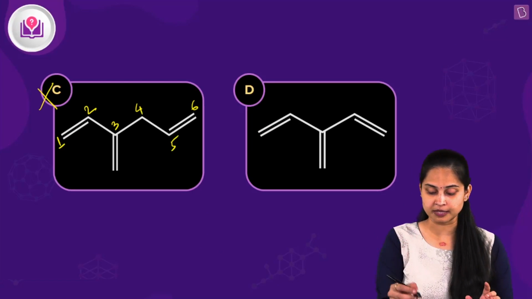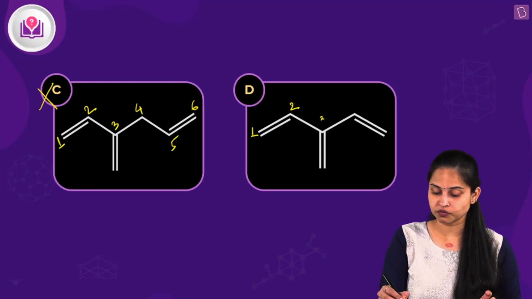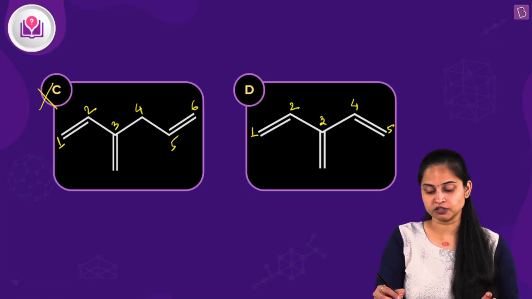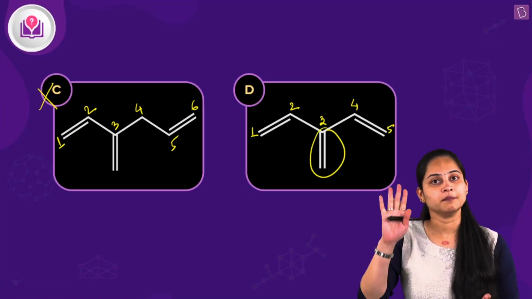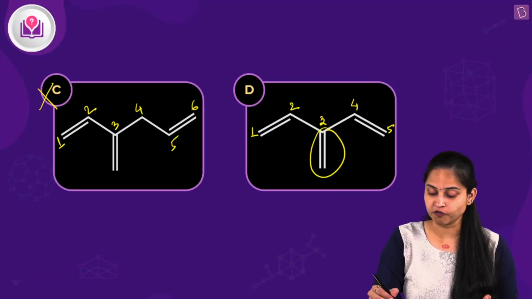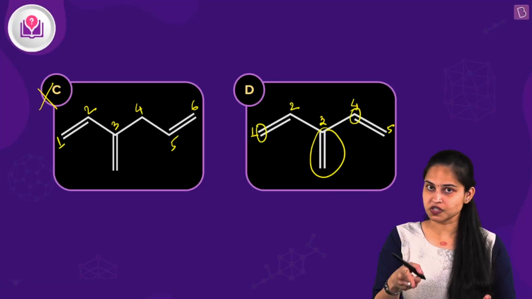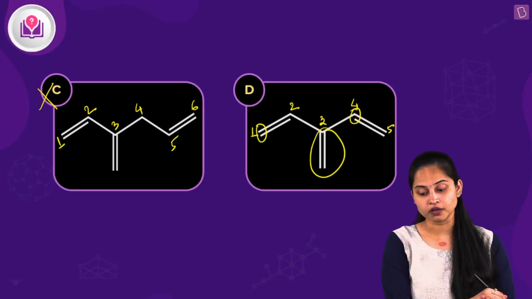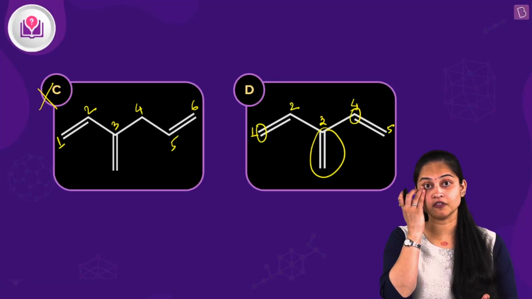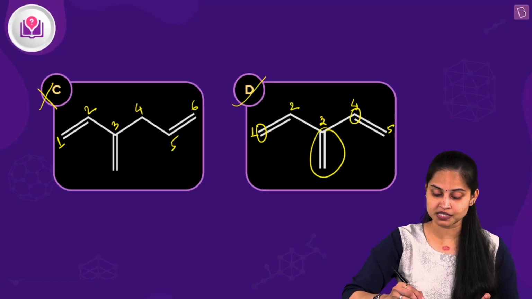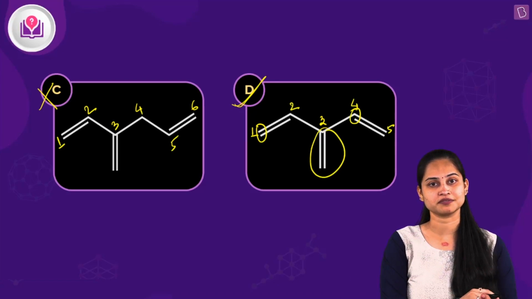Talking about option D, it's 1, 2, 3, 4 and 5. At the third position, we have a methylidene group. At the first and fourth positions, we have double bonds present. So this is the correct structure for 3-methylidene penta-1,4-diene. Option D is the right answer for this question.